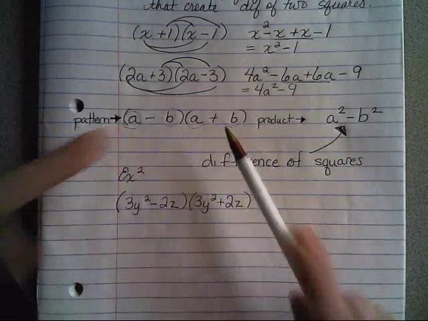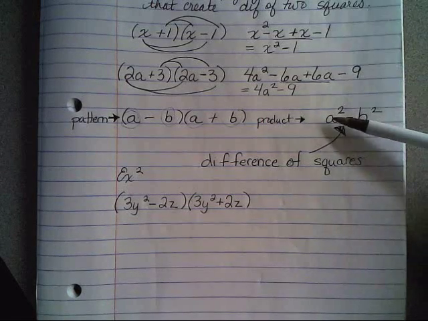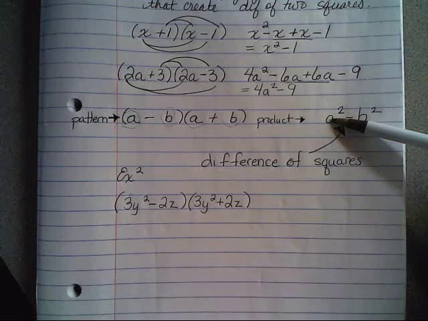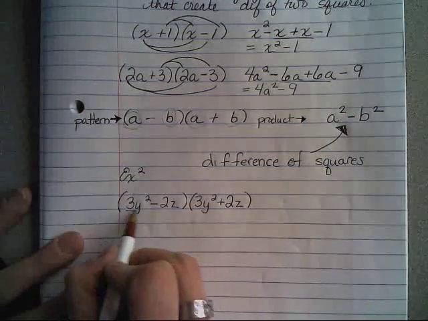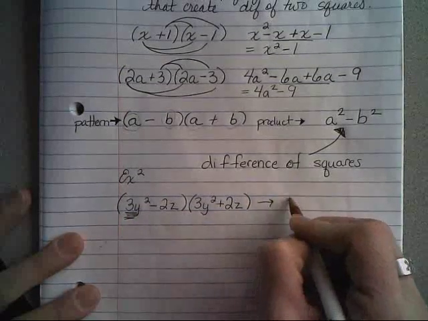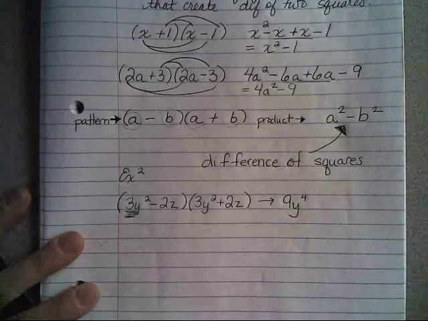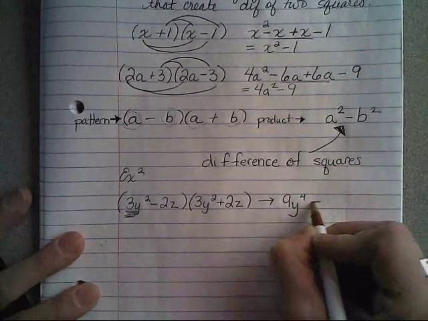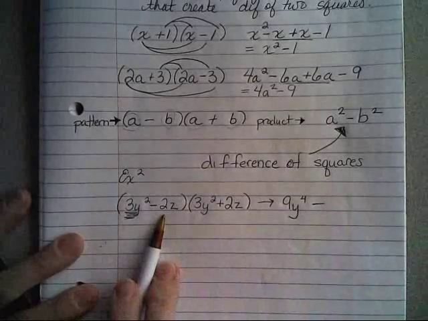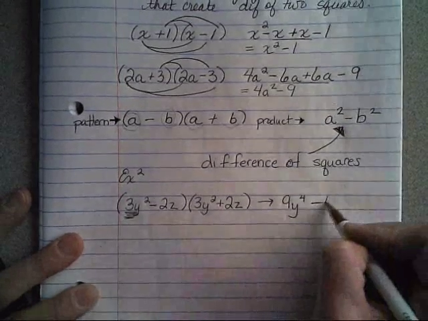If so, rather than foiling it, you can simply state that the product then is the result of squaring the first position. What is the result of squaring 3y squared? 9y to the 4th, right? Minus, what is the result of squaring the second position? 2 times 2, 4z. Yep.